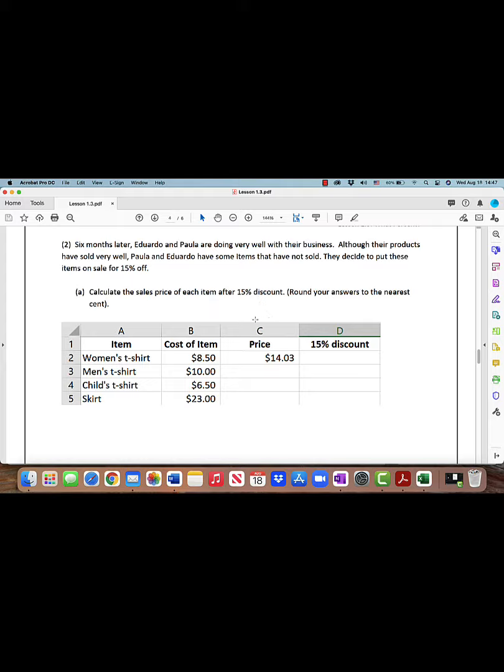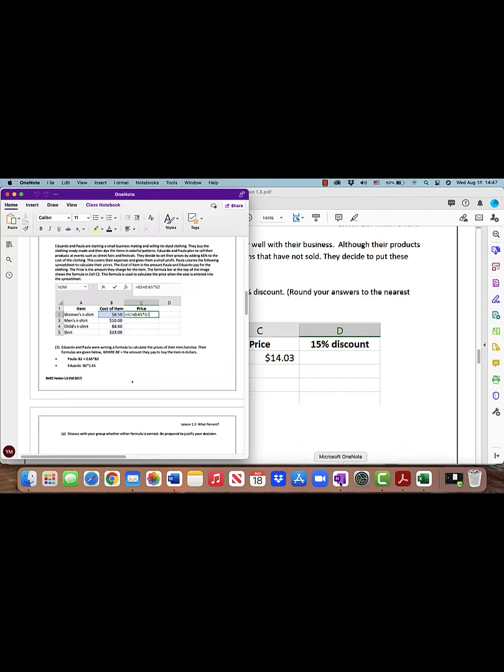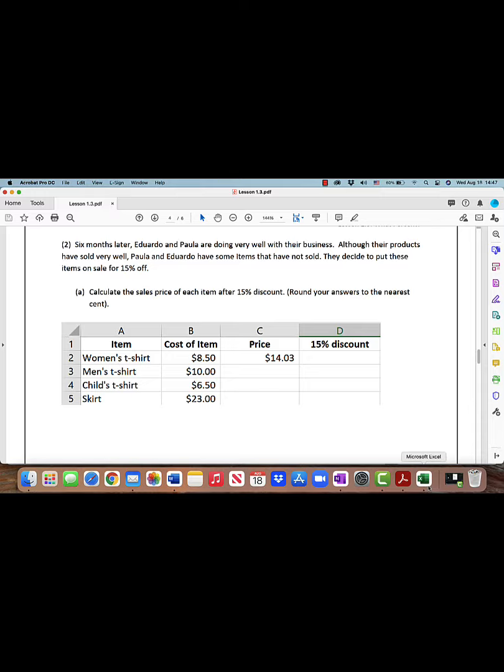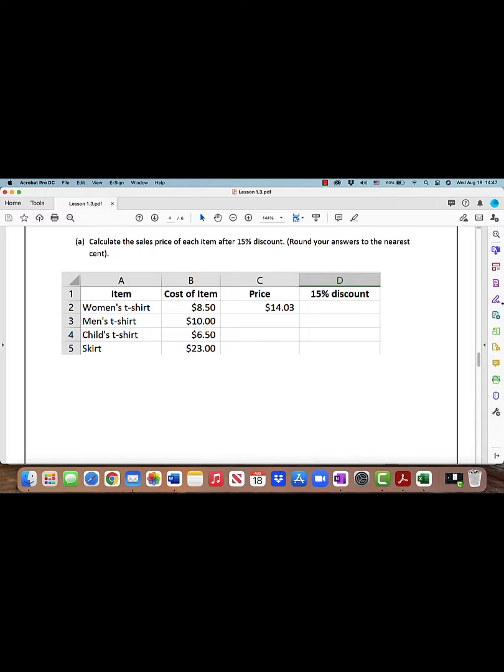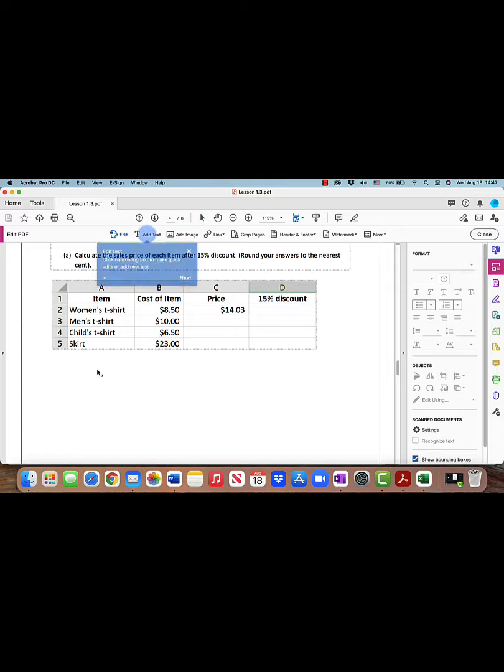So what I want to ask you first, just focusing on the woman's t-shirt, the price is $14.03 at this time, and we're going to take 15% off. So go ahead and calculate what would be the 15% discount. Alrighty, so let us now go over it. Let me go ahead and open this up, and we can type it up right here.